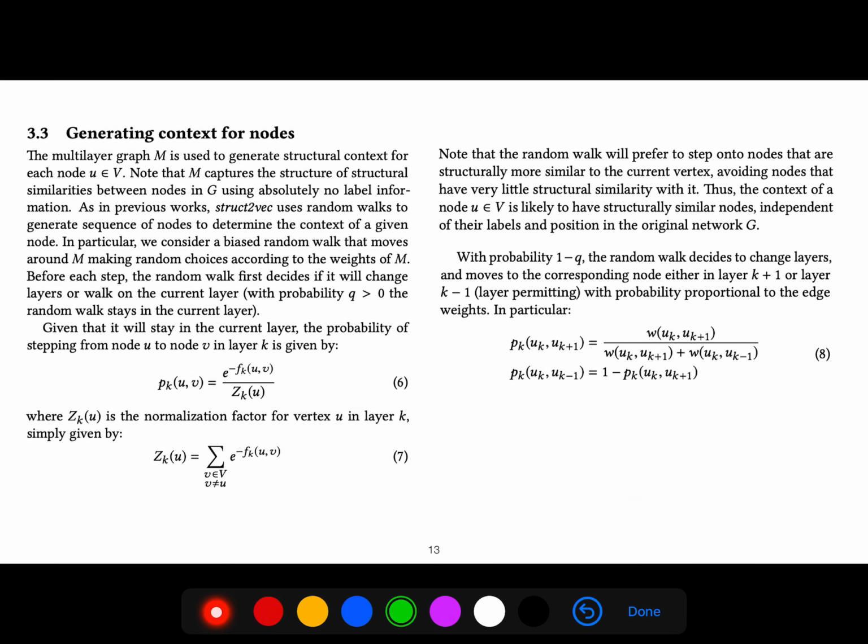So now we want to generate context for nodes. Given that it will stay in the current layer, the probability of stepping from node U to node V in layer K is given by this probability. And it has a normalization factor as well. So the random walk will prefer to step onto nodes that are structurally more similar to the current vertex, avoiding nodes that have very little structure similar to it.